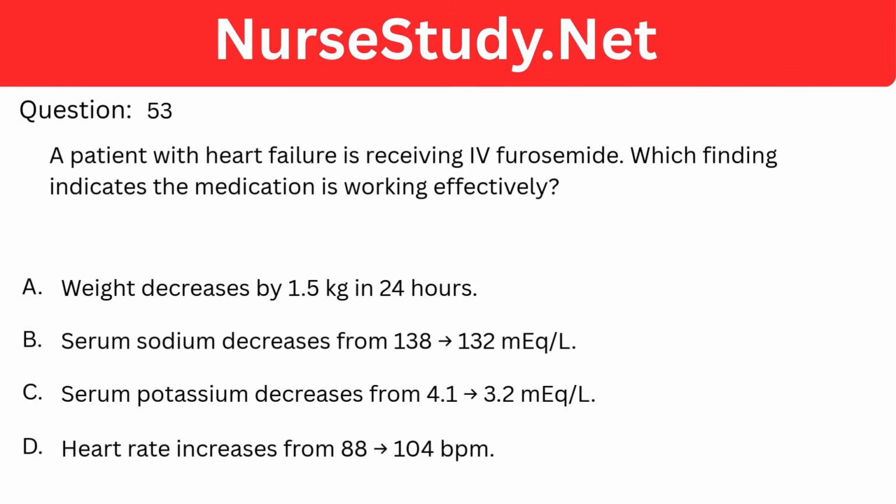Question 53. A patient with heart failure is receiving IV furosemide. Which finding indicates the medication is working effectively? A. Weight decreases by 1.5 kilograms in 24 hours. B. Serum sodium decreases from 138 to 132 milliequivalents per liter. C. Serum potassium decreases from 4.1 to 3.2 milliequivalents per liter. D. Heart rate increases from 88 to 104 beats per minute.